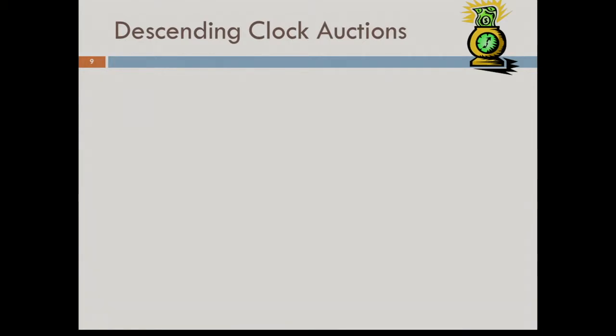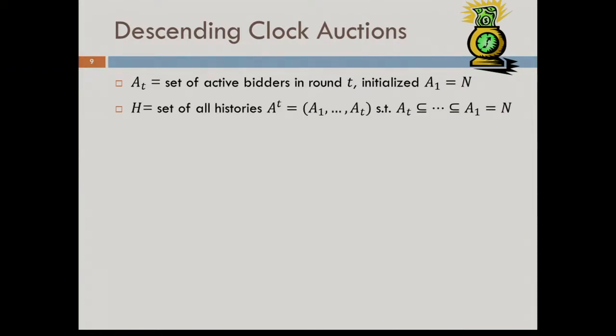Okay, now here, as I said, I'll describe a whole family of clock auctions. This is a general family of descending clock auctions; they're not the only kind of clock auctions you can think of, but we call them deferred-acceptance clock auctions, because they all have this feature that bidders are active, they sort of provisionally accept until they're rejected. Once they're rejected, it's a permanent rejection. Okay. So here, A_t denotes the set of active bidders in round t. Initially, everybody is active, so A_1 is N. Now, H is the set of all histories.